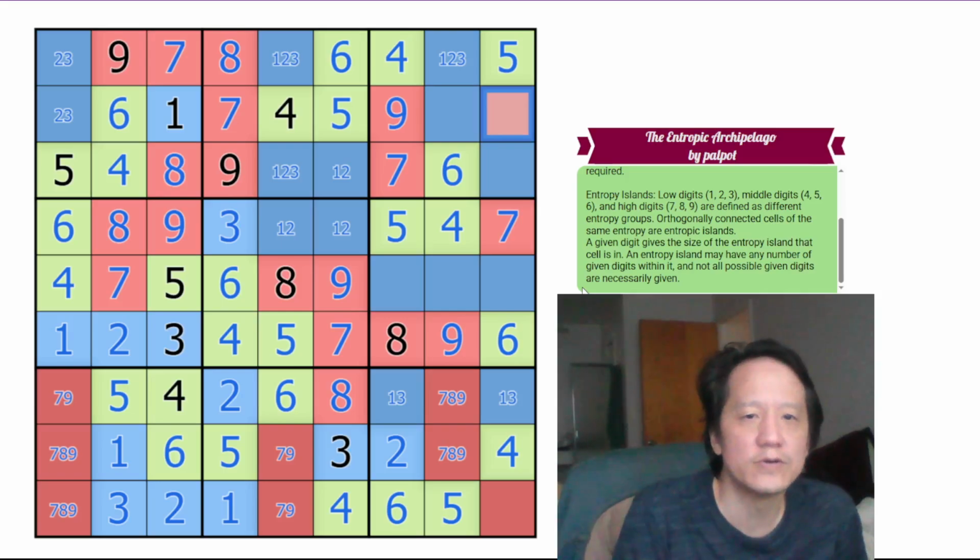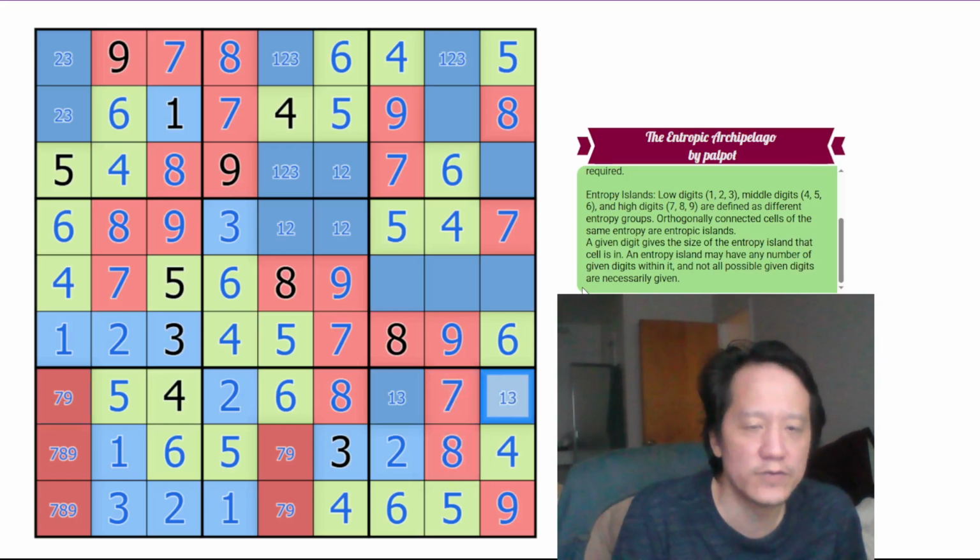This can't be 7 or 9, so this is 8. Which makes this 9. This can't be 8 or 9, so this is 7, which makes this an 8. 7 eliminates 7 here, so it's 9. This can't be 9 here, so this is 7, which makes this 9. That makes this 7 and this 8.